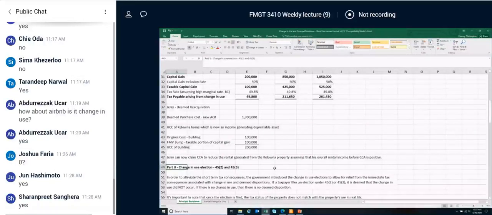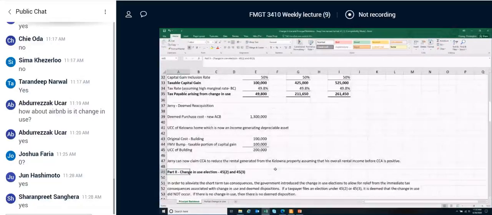Now you sit there and say, well, Chris, this seems silly. Then what's the whole point of these change in use rules if you can pretend they don't occur? Well, the answer is, if you file this election, say you're in this situation, you're Jerry. You file this election and you say to the government, I want to pretend that this property is still being used for non-income producing purposes.